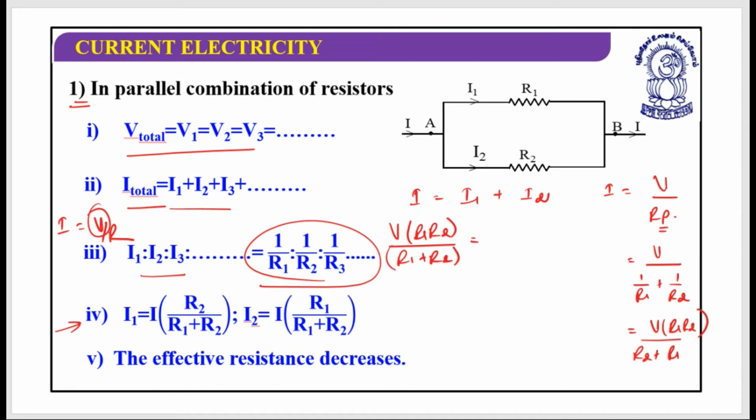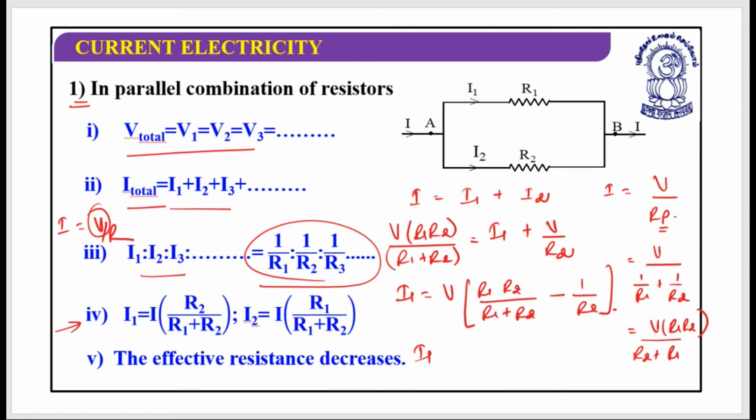That should be equal to, let's suppose I want to find out the value of I1 plus I2. It is V divided by R2. So if I write I1, that should be equal to V multiplied by R1 R2 divided by R1 plus R2 minus 1 by R2. If I solve this, what I can have is that this is equal to total current I multiplied by R2 divided by R1 plus R2.